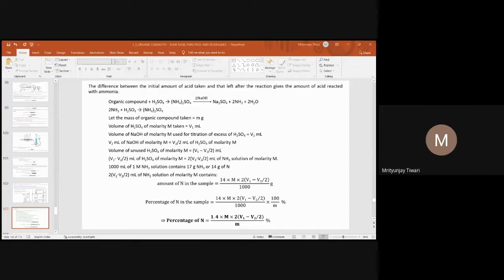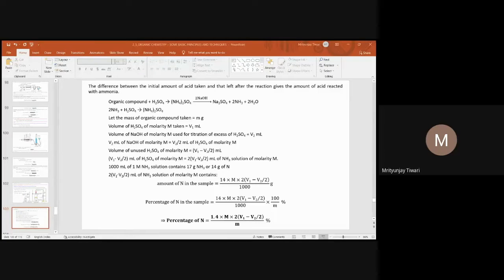Now this V1 minus V2 by 2 ml of H2SO4 of molarity M is what is used by ammonia to form ammonium sulfate. And to find out the volume of ammonia solution, in the case of ammonia, the valency factor is 1. Why is it 1? Because 1 mole of ammonia reacts with only half a mole of H2SO4. You can see here 2 moles of ammonia is required to react with 1 mole of H2SO4. It means 1 mole of ammonia reacts with only half a mole of H2SO4.